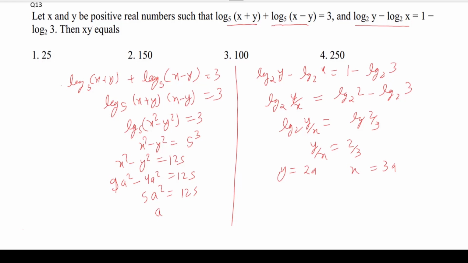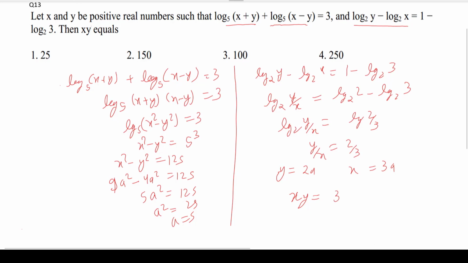5a square, that will be a square equals to 25, a equals to 5. Now we need to find the value of x, y. So x will be 3a and y will be 2a. That will be 6 into a square. That will be 6 into 25 equal to 150.